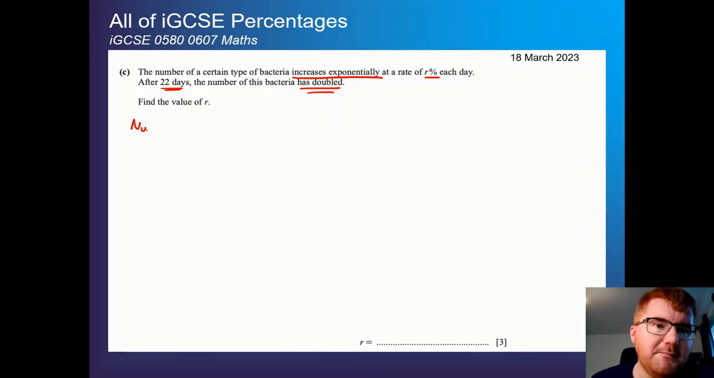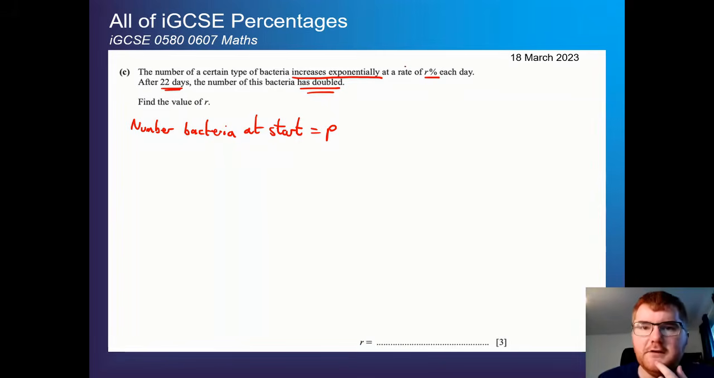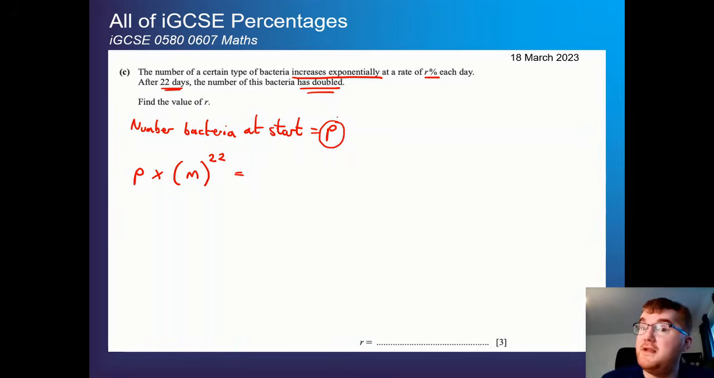So we'll say the number of bacteria at the start is equal to P. So we'll just give it a letter. So if we follow these instructions, we're increasing, but we'll come back to the multiplier in a moment. But essentially we're doing P times something. Let's just call it M for multiplier. And after 22 days, so to the power of 22, it's doubled. Now we know it starts with P. So double P is just 2P.